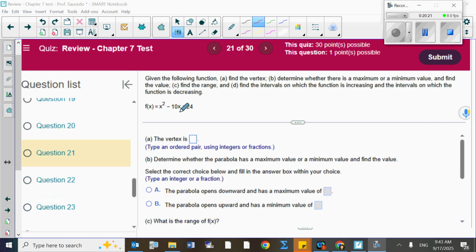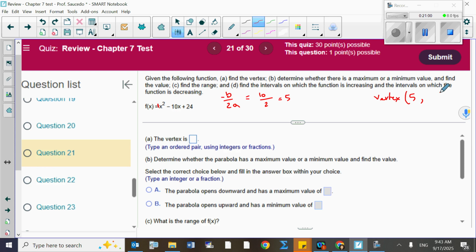Okay, next one, we want to find the vertex of this quadratic equation. So how do I find the vertex of a quadratic equation? We know that the x of the vertex is always at negative b over 2a. So this is x of the vertex. That's negative times negative 10 makes it positive 10, and 2 times a, and a is 1 here. So that's 2. It's equal to 5. So the x of the vertex is at 5.